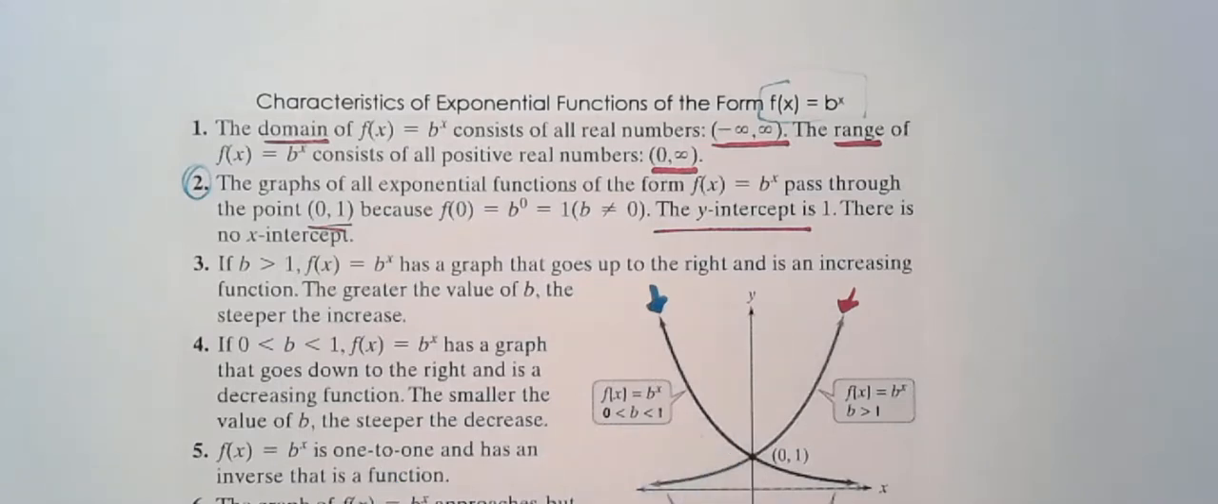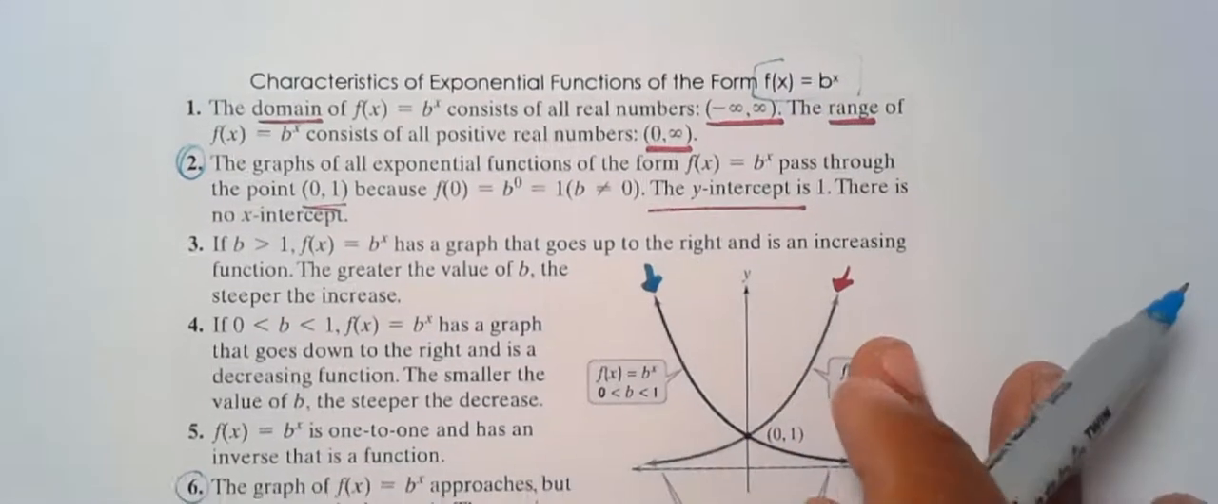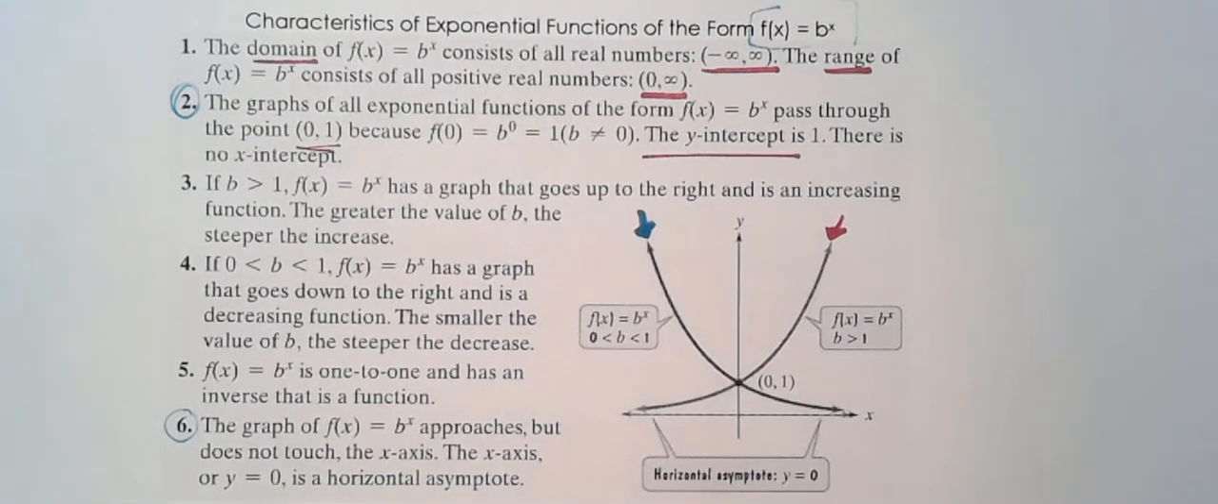Okay, and then with these type of equations, f of x equals b to the x, you will have a horizontal asymptote at y equals 0.